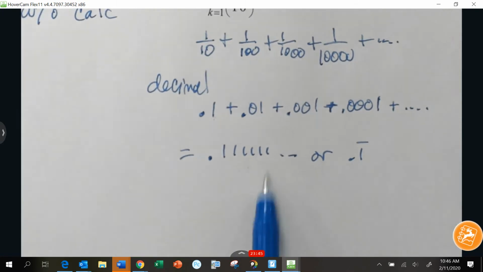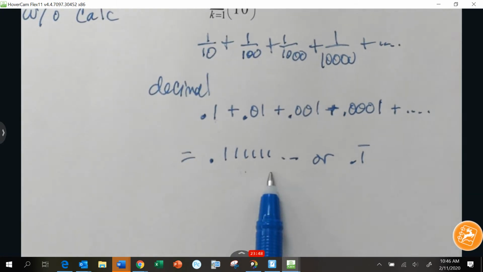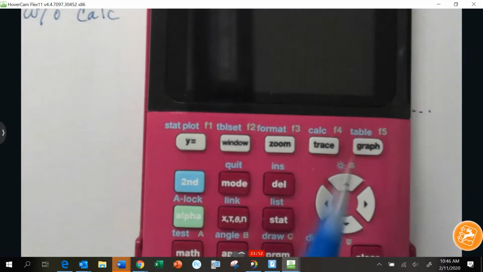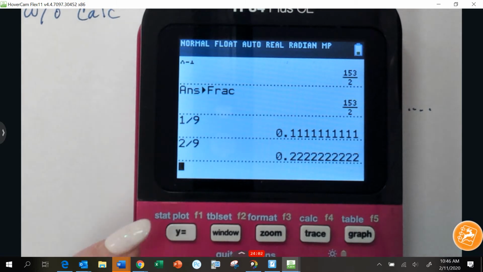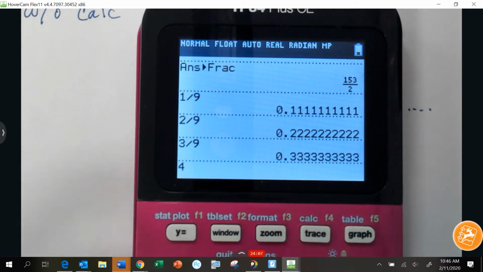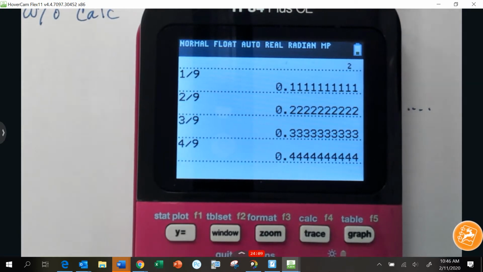Does anybody know this fraction? It's 1/9. Yeah, real fast here, 1 divided by 9 is 1/9. 1/9 is 0.1 repeating. 2 divided by 9. 3 divided by 9. You see how those are all repeating decimals? What's 0.7 repeating?